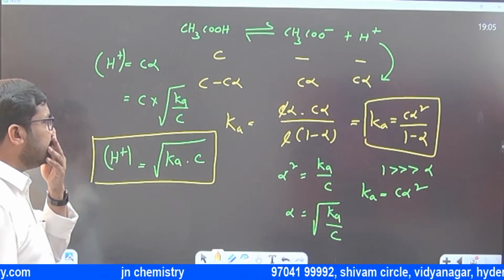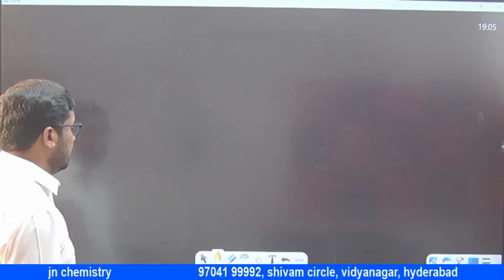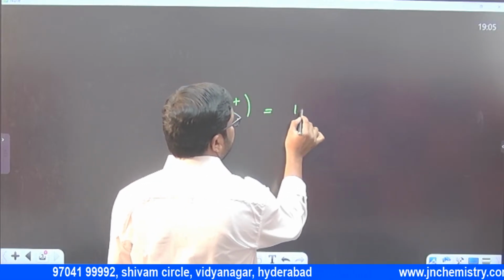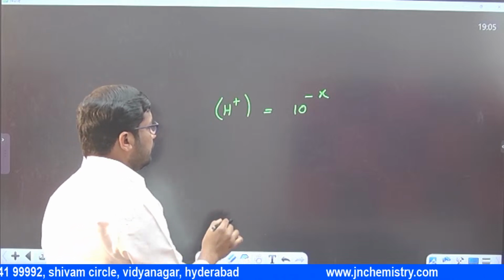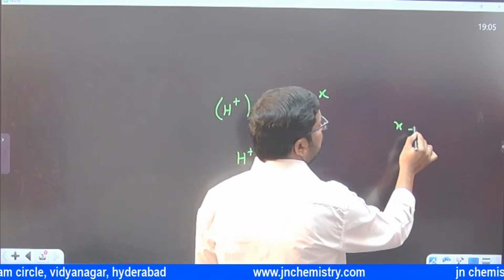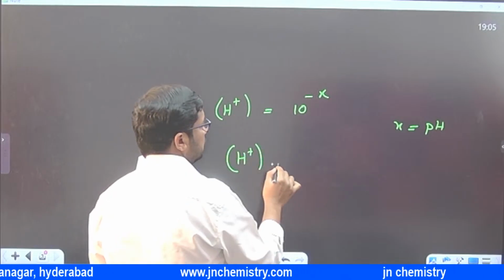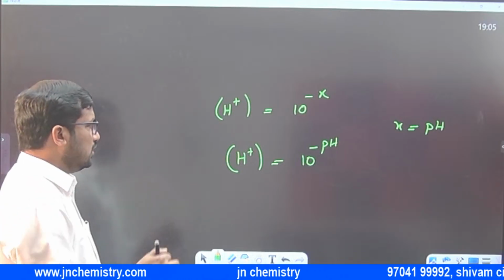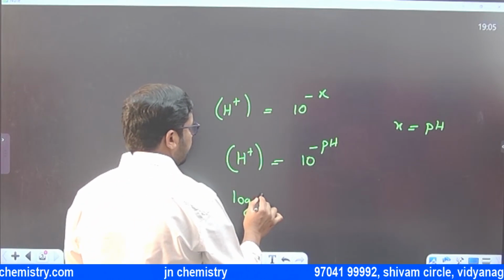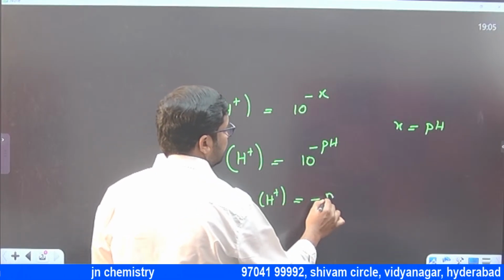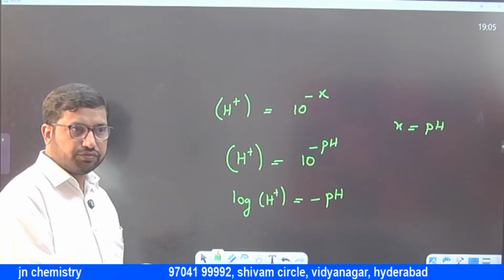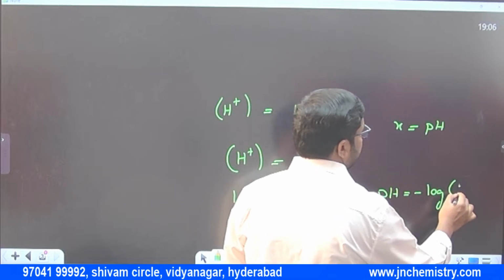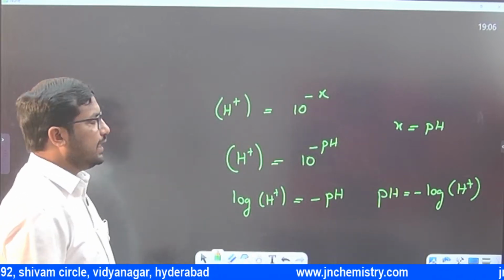The same, Nana. OH minus concentration also we did the same, right? So then pH, I already explained. Let H plus ion concentration be 10 to the power of minus x. You can take x as pH. So H plus ion concentration is equal to 10 to the power of minus pH. Applying log, log H plus ion concentration is equal to minus pH, because log is nothing but the power of 10. So pH is equal to minus log H plus ion concentration.